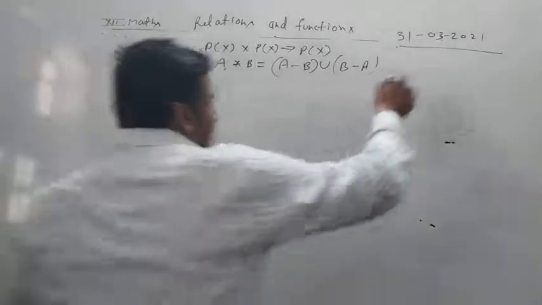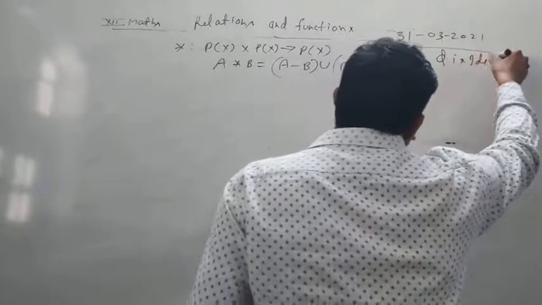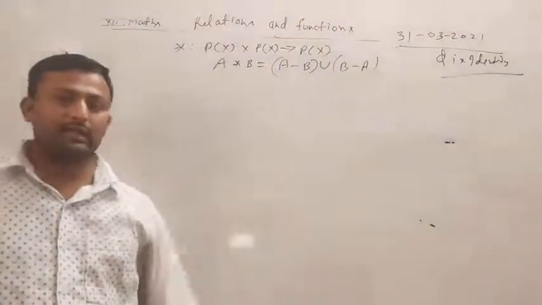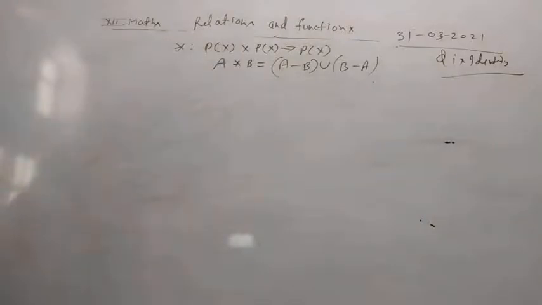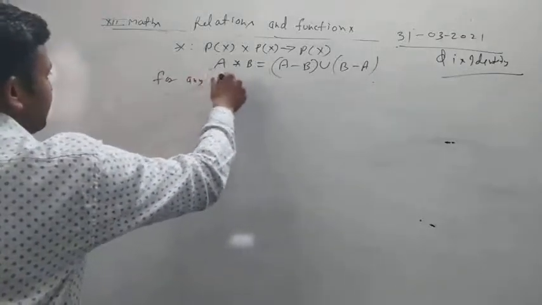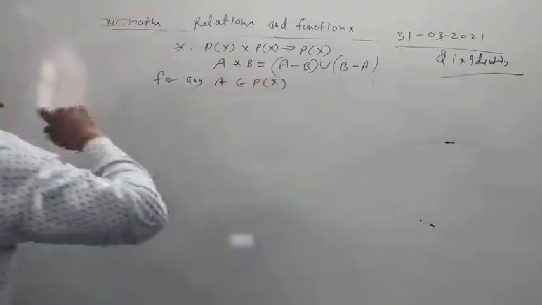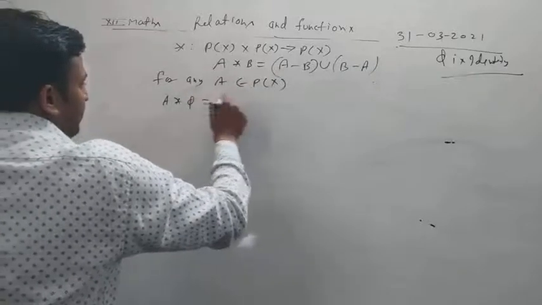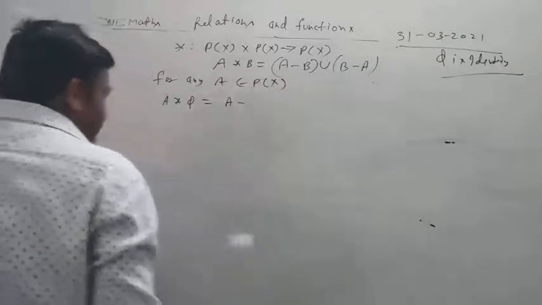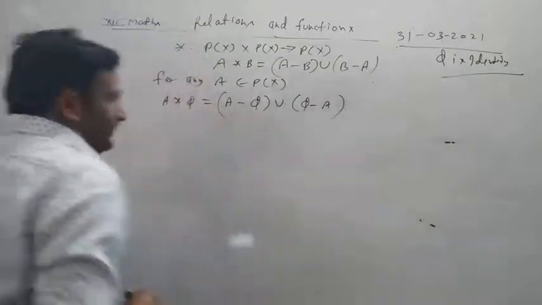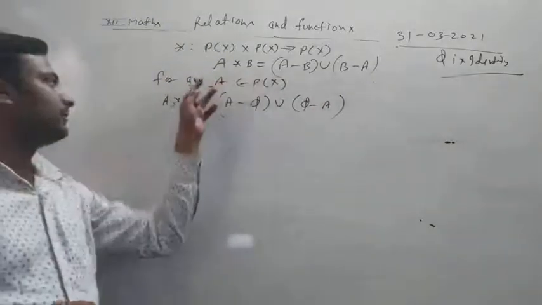So we have to show that this phi is the identity element. Okay, students, we have to show that this phi is the identity element. So, students, for any A belonging to P of X, we write A star phi is equal to A minus phi union phi minus A. We have taken phi in the place of B.